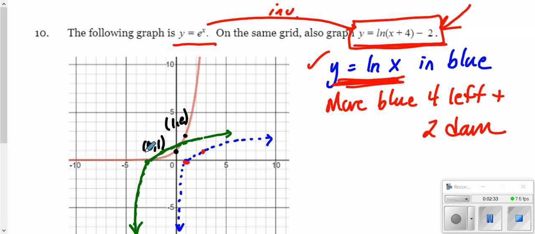Wait, did I remember the down part? I don't think I did. I just moved them 4 to the left. Sorry, guys. So 4 to the left and then down 2 is what I was supposed to do. And then down 1, 2. Sorry about that. And so the green is not correct, but the purple is, okay? I'm really sorry. I'm glad I was talking.